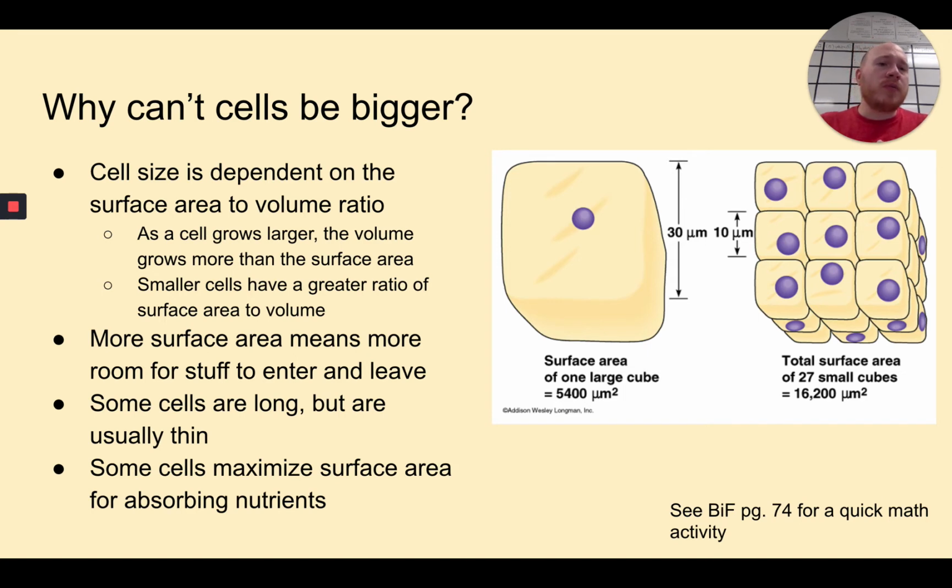And some cells will maximize their surface area for absorbing nutrients. An example of this would be the cells inside of your small intestines, where they're absorbing a lot of material. They're going to want to increase their surface area so they can absorb as much stuff as possible so that it can be modified, shipped, moved into the bloodstream, wherever it needs to go.